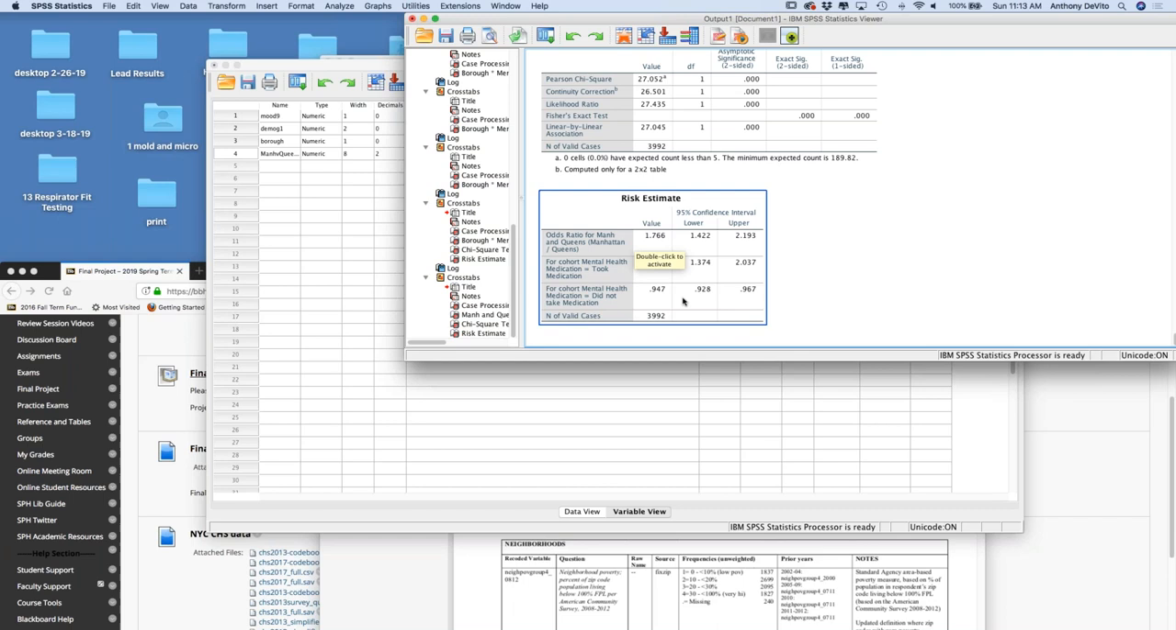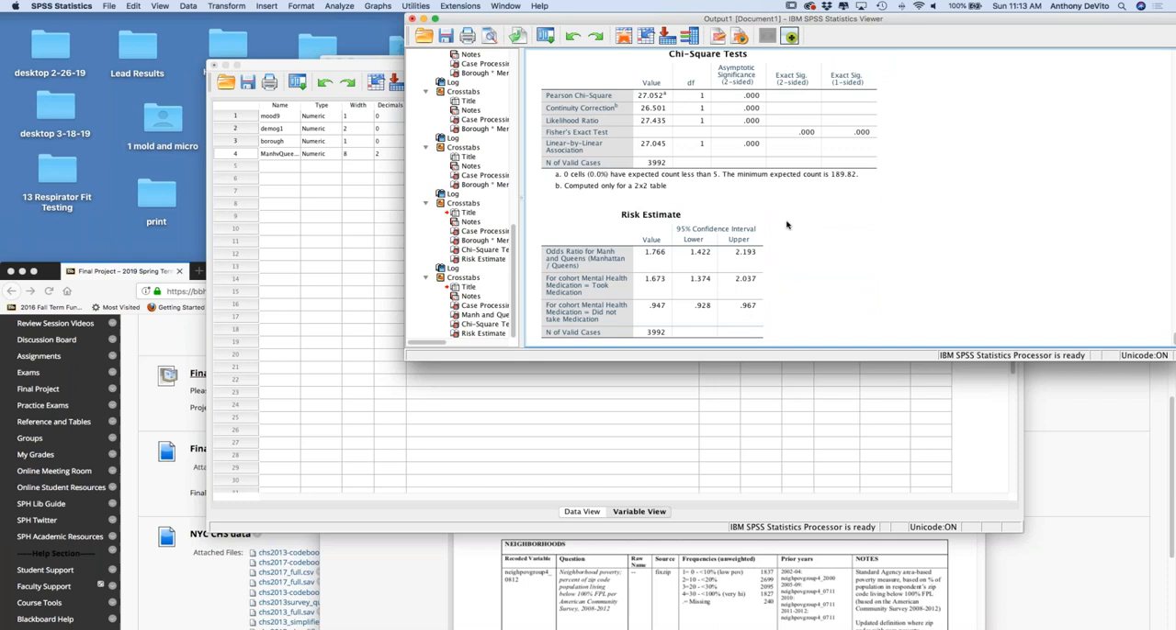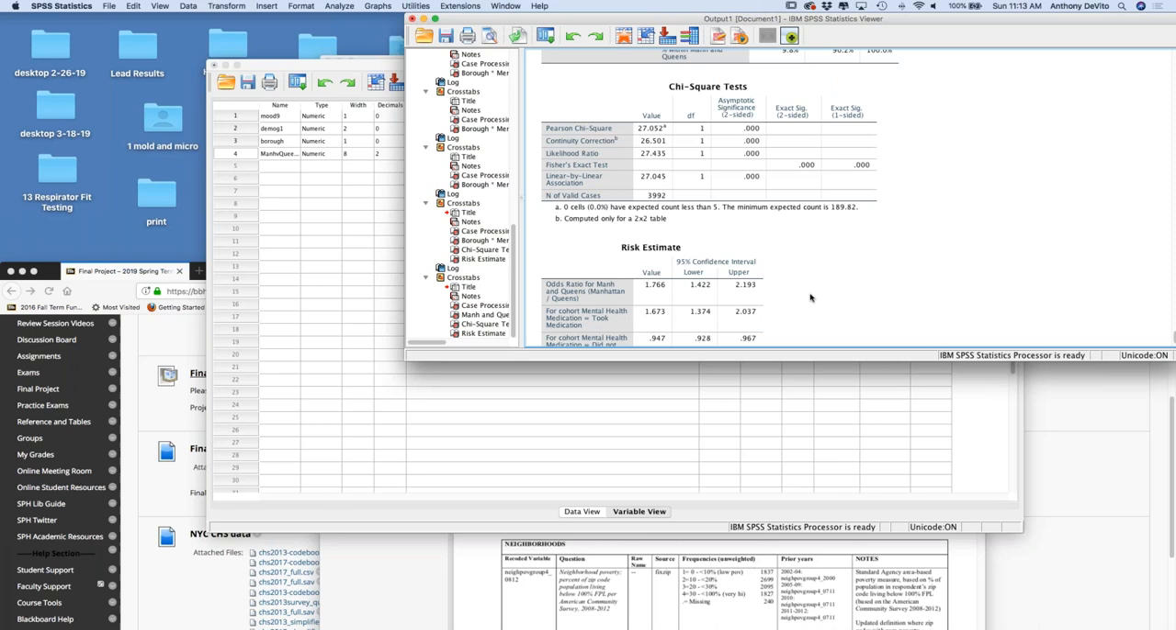Now, can I reject the null hypothesis? What's my null hypothesis for odds ratio? Well, if there's no difference in the rate at which people are taking medication in these two boroughs, then my odds ratio is equal to one. The risk or the odds are both the same in each of the two boroughs. So my null hypothesis is the odds ratio is equal to one. My alternative hypothesis is the odds ratio is not equal to one.